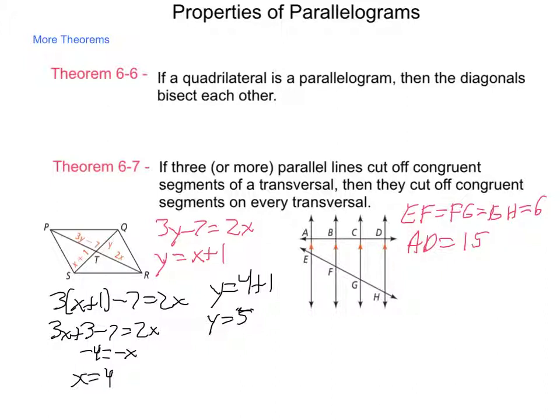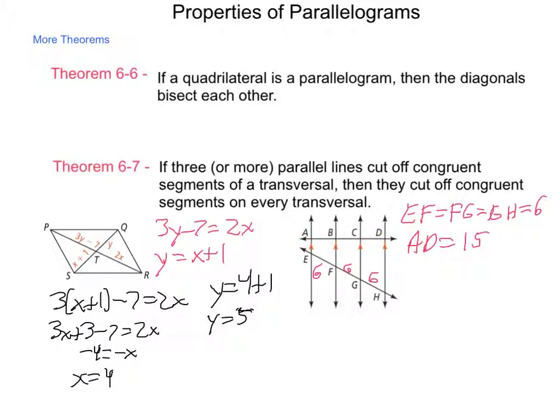So what we have to do is take a look here. As we go through, EF, FG, and GH are all 6. So let's label those 6, 6, and 6. So what we have is a transversal. EH is a transversal, and it is being cut into congruent segments. So that means every transversal of these parallel lines is also cut into equal segments. Well, AD overall has a length of 15, and that's what moves across here. And it is split into 3 equal sections.